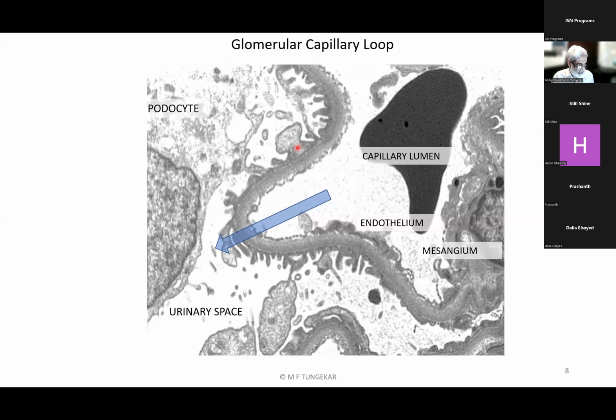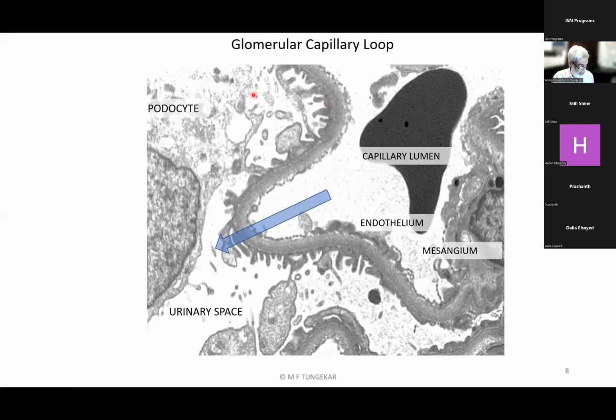The internal endothelial layer, which is fenestrated. Then follows the all-important lamina densa, so called because it is electron dense. This is composed of type 4 collagen. And type 4 collagen can have several types of alpha chains, as you know, alpha 1 to alpha 6.